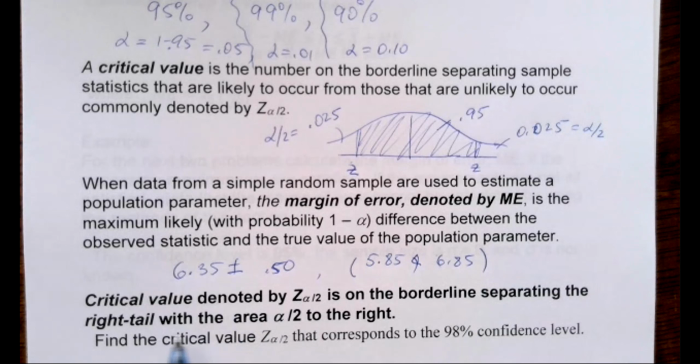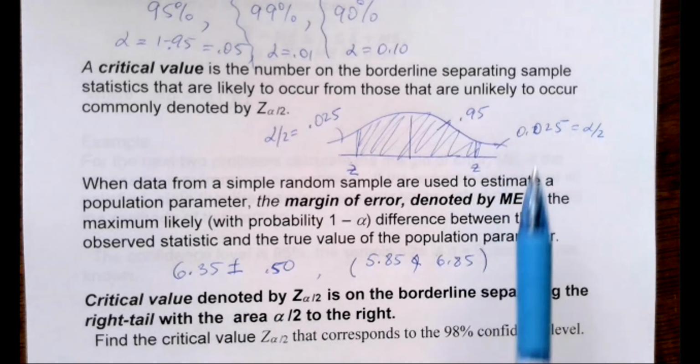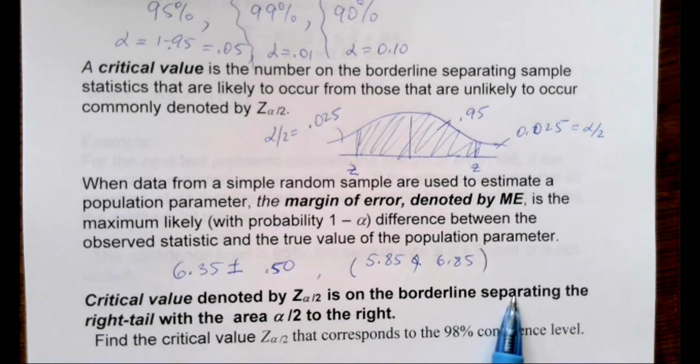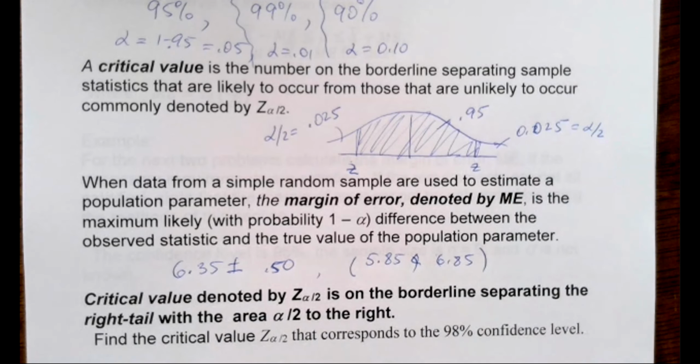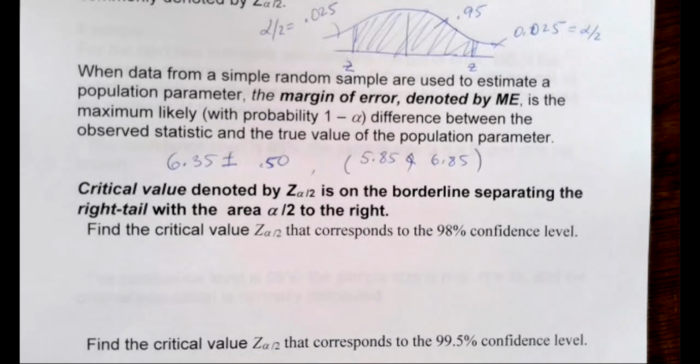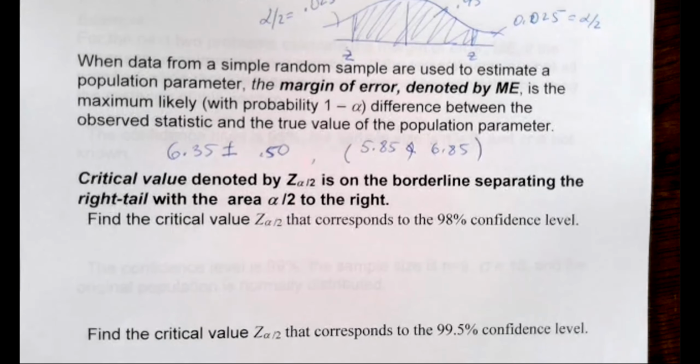Next, let's talk about the critical value denoted by Z of alpha over 2. We talked about it here. It is on the borderline separating the right tail with the area of alpha over 2 to the right, which we already mentioned. Now, notice that here we're talking about the z-value, which refers to the standard normal distribution, right? To remind you, a standard normal distribution has a mean of 0 and a standard deviation of 1. It's a normal distribution with those parameters.